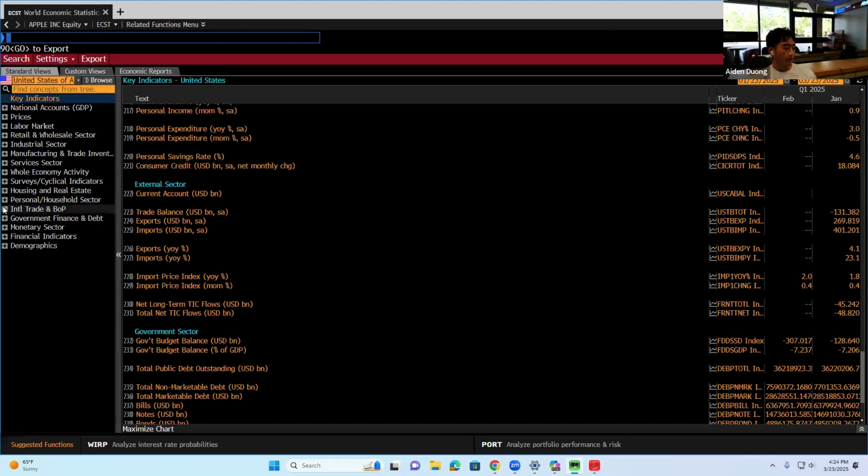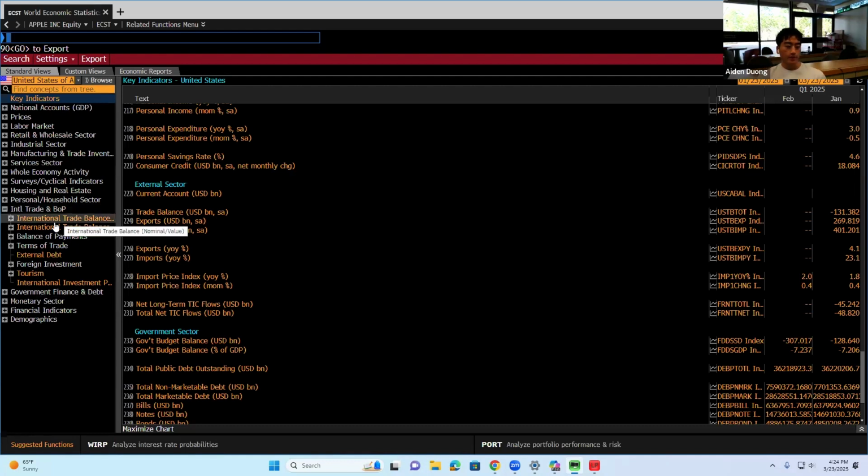Let's go back. International trade and balance of payments. You can see the import-export ratio. The United States is currently in a trade deficit. We have balance of payments going even deeper, current account. We have monetary sector, money supply, monetary base, money velocity, international reserves, all that stuff.